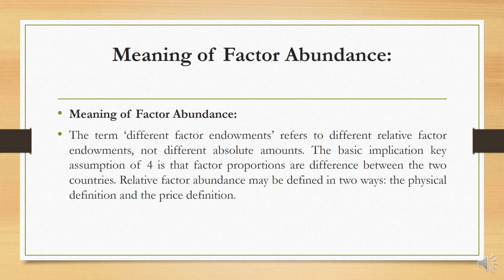The term different factor endowment refers to different relative factor endowments, not different absolute amounts. The basic implication of the key assumption 4 is that the factor proportions are different between the two countries. Relative factor abundance may be defined in two ways: the physical definition and the price definition.